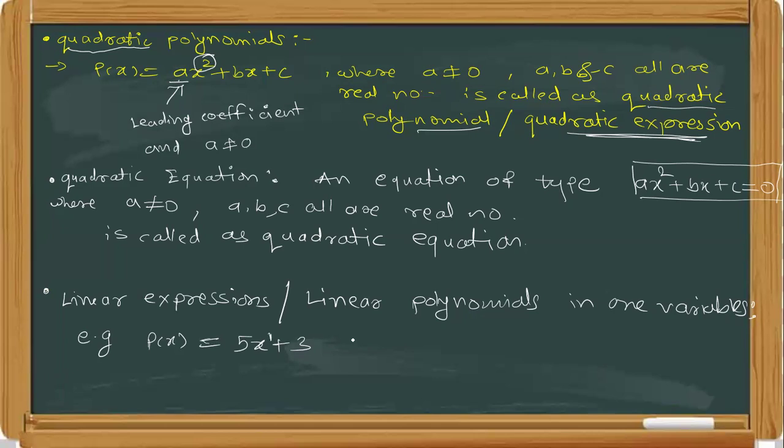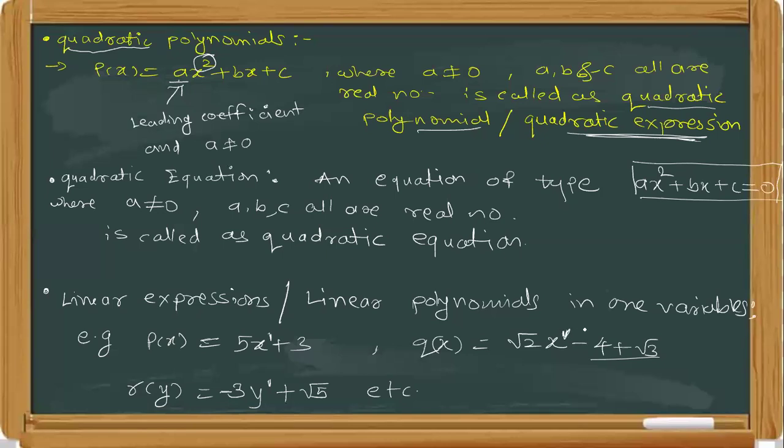We have seen polynomials like p of x equals 5x plus 3. See here, the power of the variable is 1. See, q of x equals root 2 x minus 4 plus root 3. Say r of y equals minus 3y plus root 5, etc. See here, the power of the variable involved is 1. No variable is there whose index, whose power, is greater than 1.